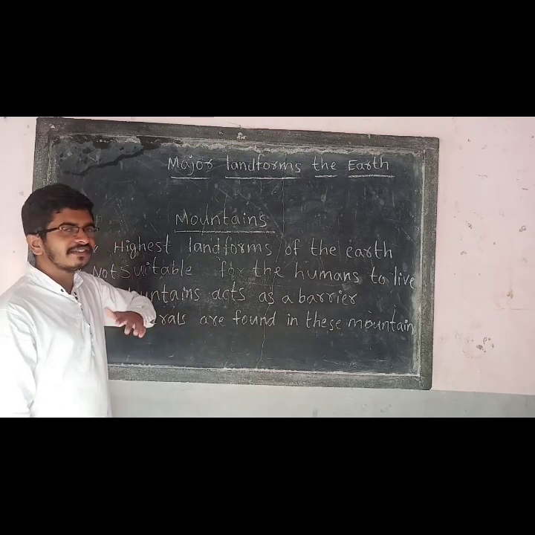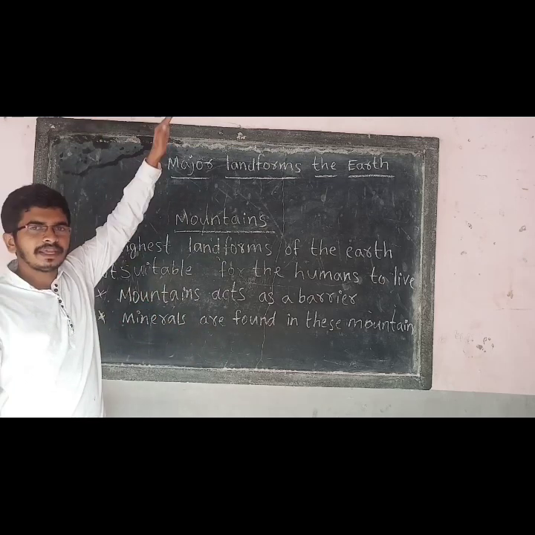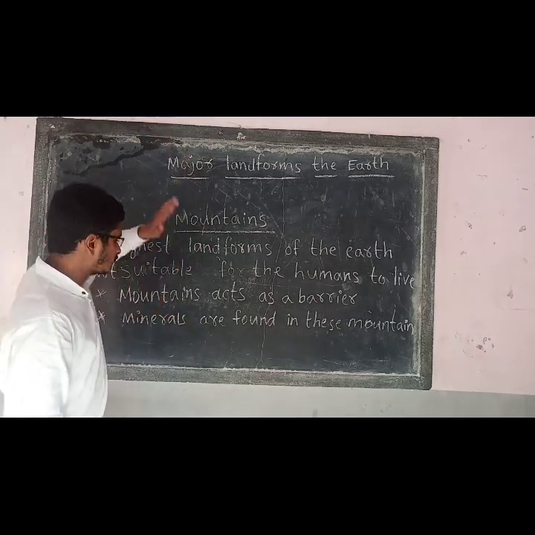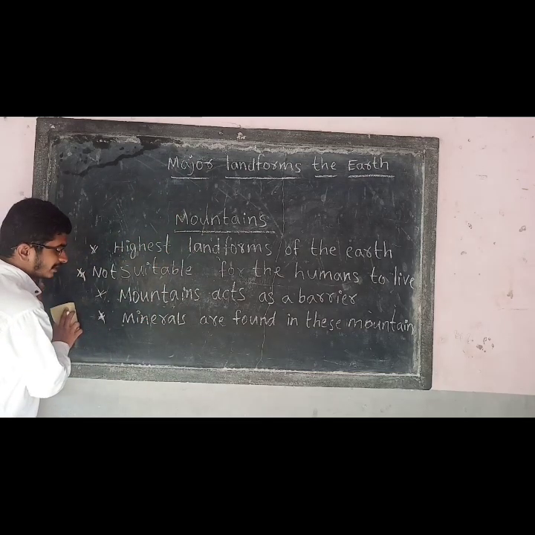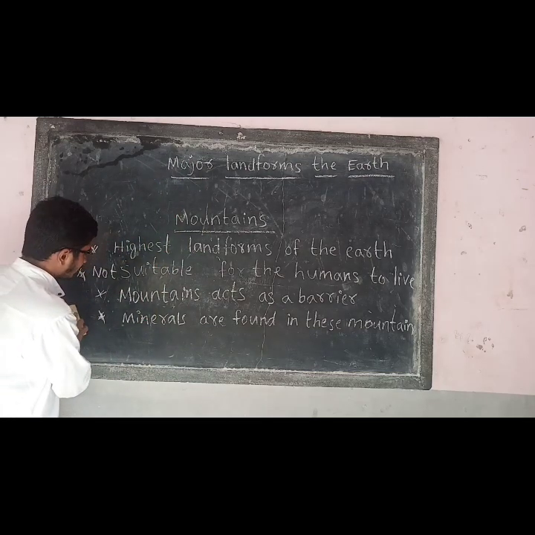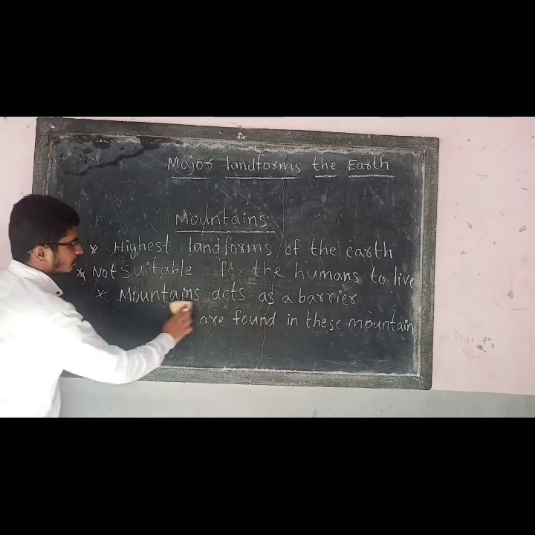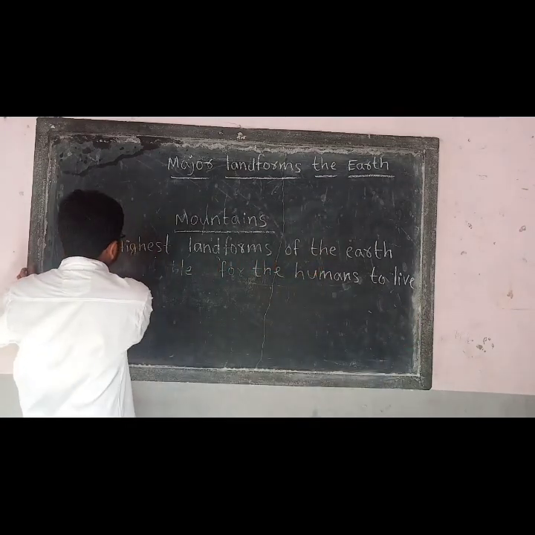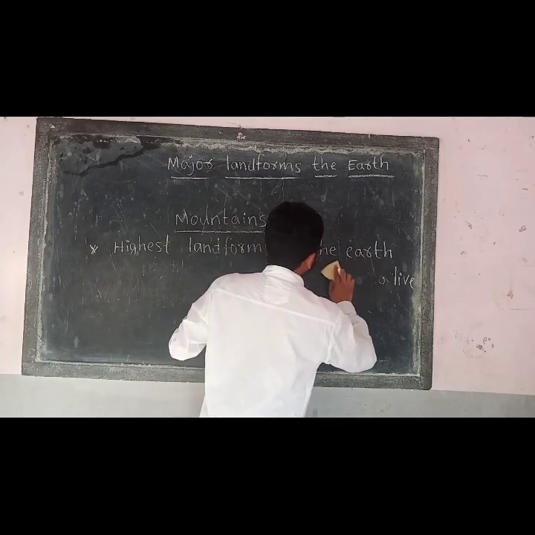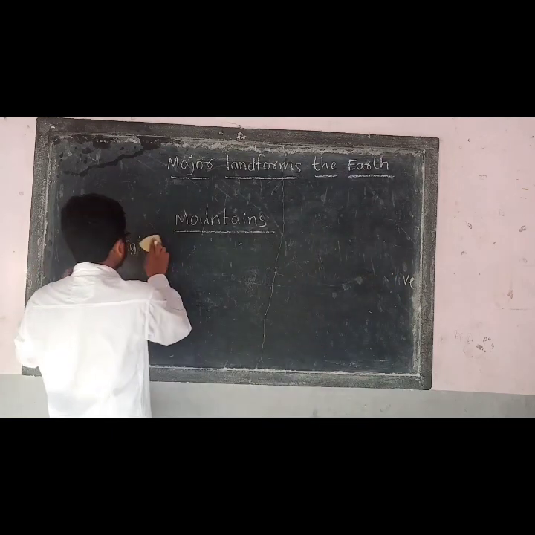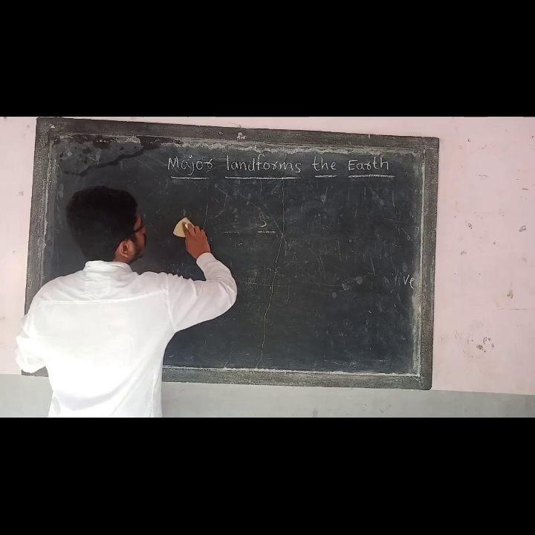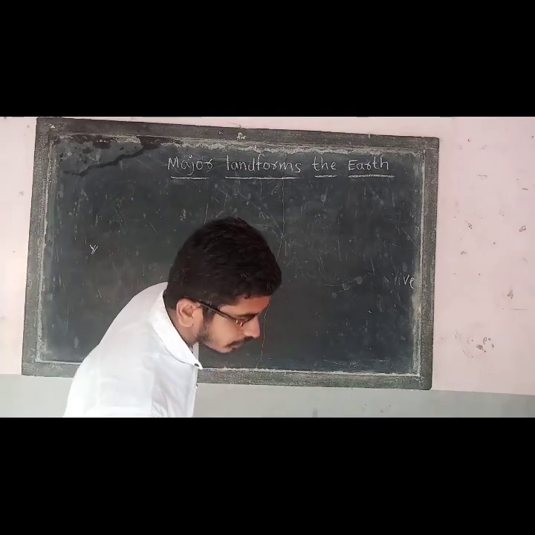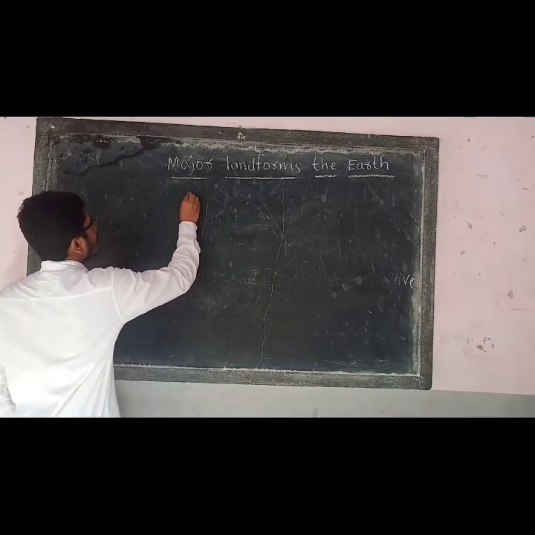Clear? And it has a very high top peak. You can see in the images also. It has a top peak, as I showed you in the image. Now we will discuss the hills. The first one, mountains, is completed. Now keep the heading. The second one, keep the heading, that is hills.